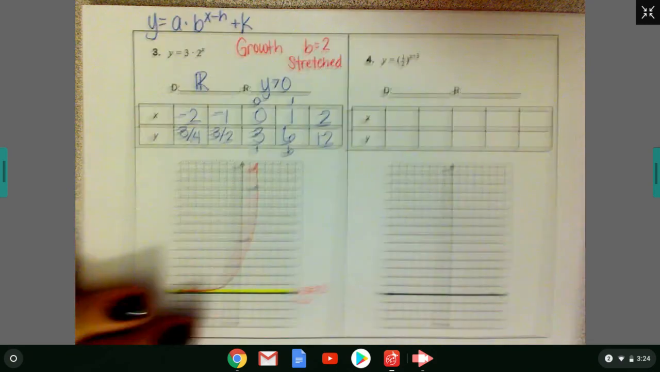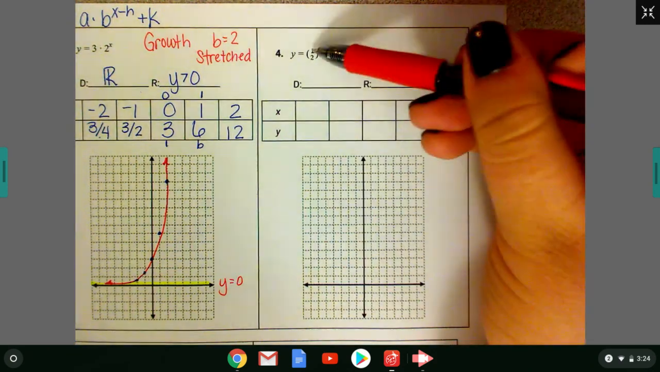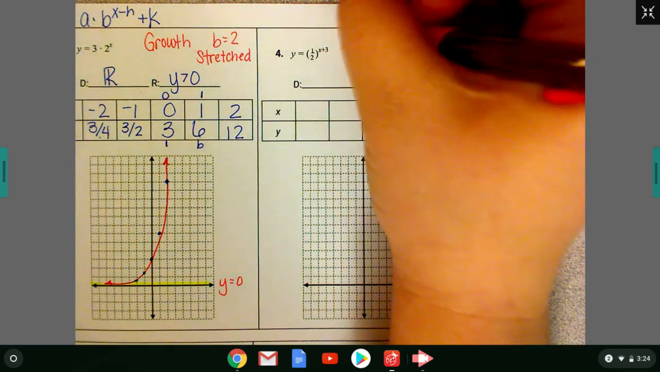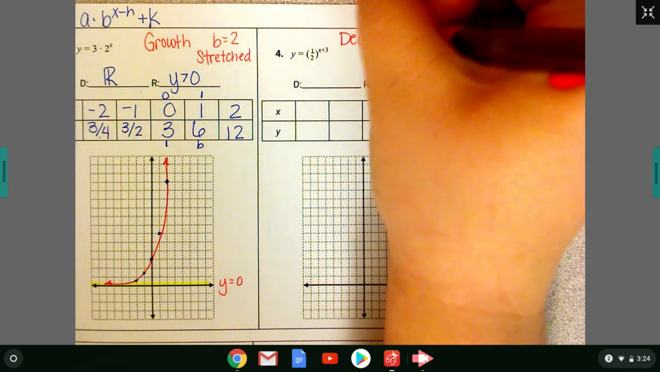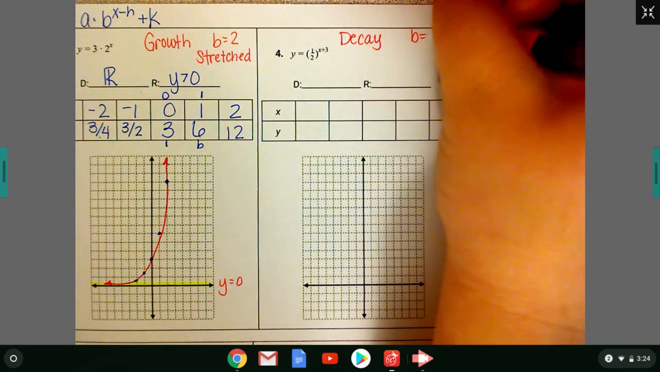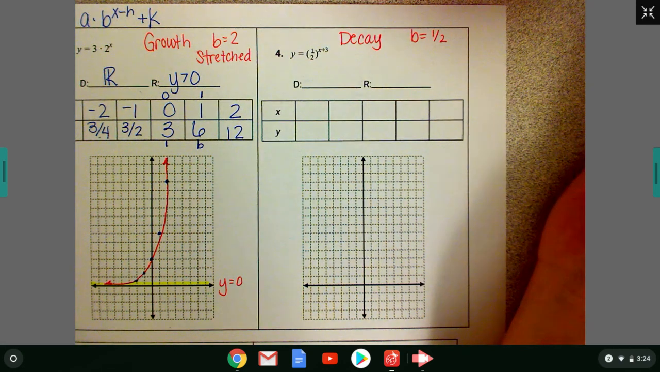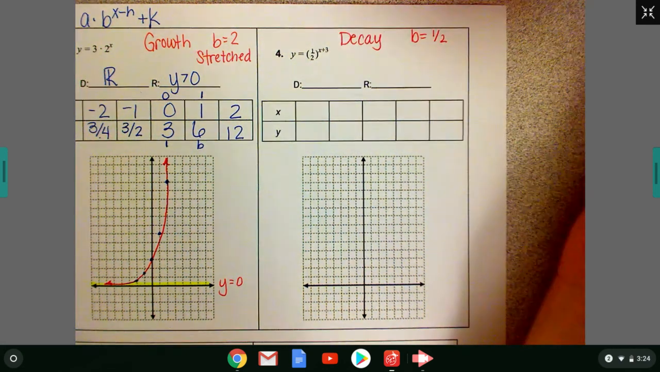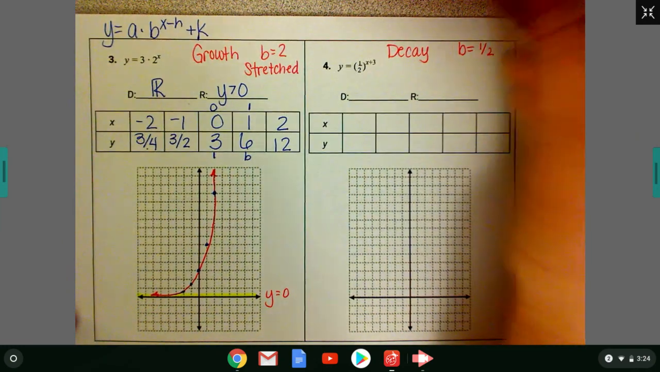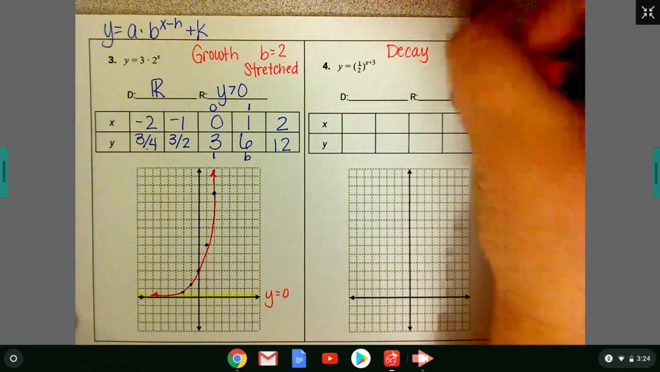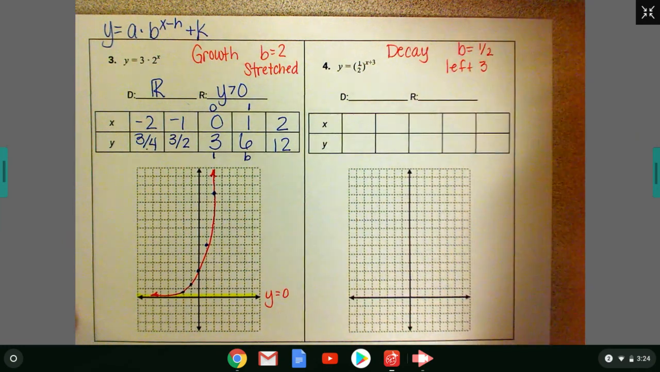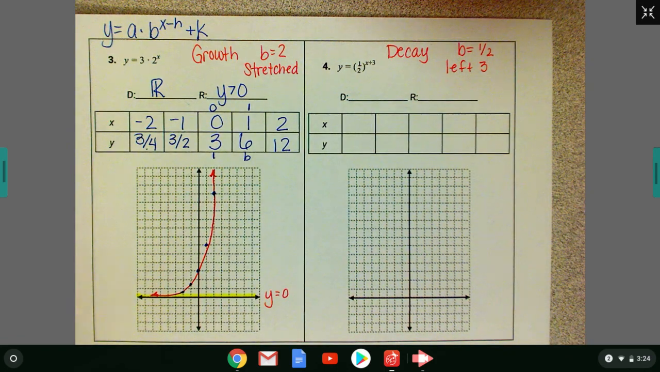Our next one, it's got a 1/2 in there, so that means it's a decay function because our b was 1/2. And also it's got a +3 up here. That's an h value. So it says +3, so we're going to move left 3. So when we work on it, we'll subtract.